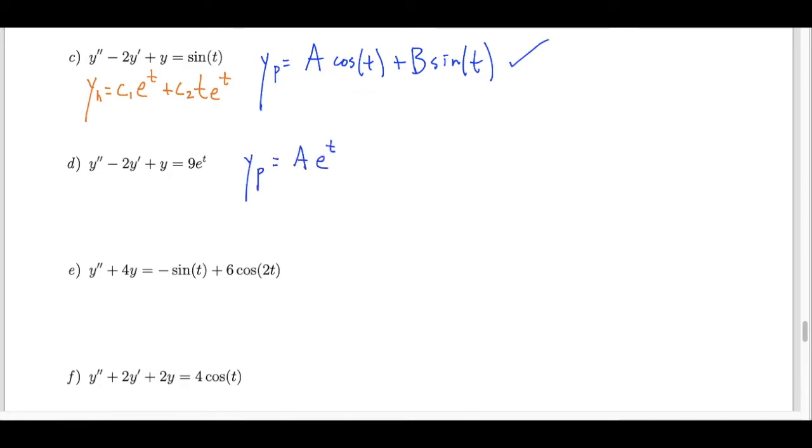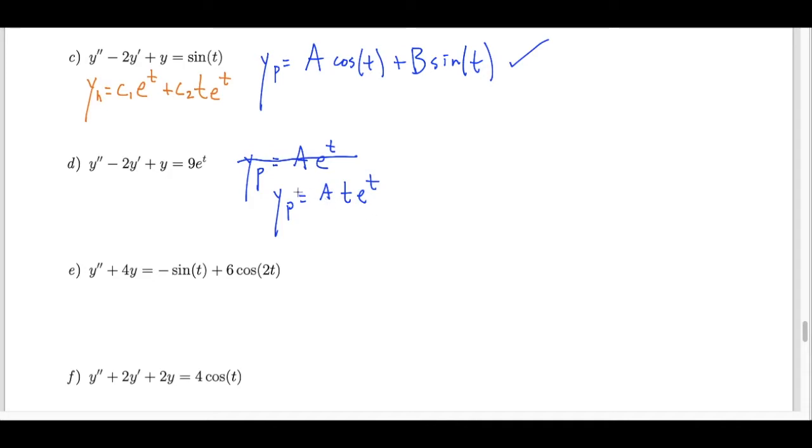In part D, I have the same left-hand side, so I'm referencing this same y sub h. Since my right-hand side is 9e to the t, my initial choice for y sub p would be ae to the t, but there's clearly repetition between this e to the t term and the same term in my y sub h. So that choice of y sub p won't work. My technique for addressing that repetition is to multiply this y sub p by t. When I do that, I get this new choice for y sub p.